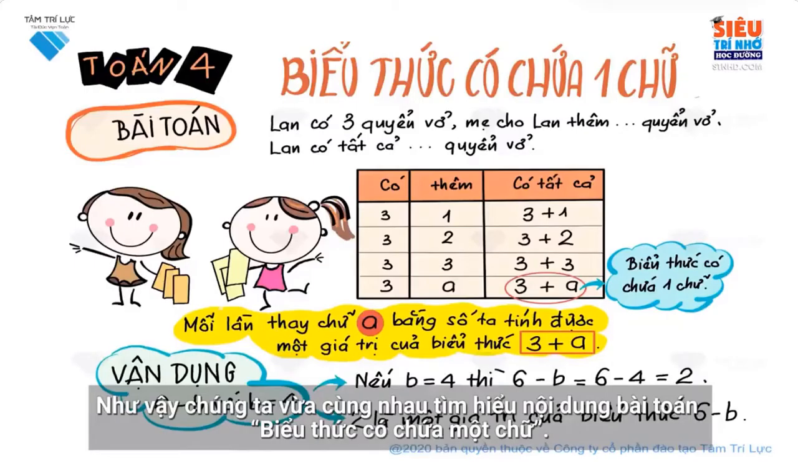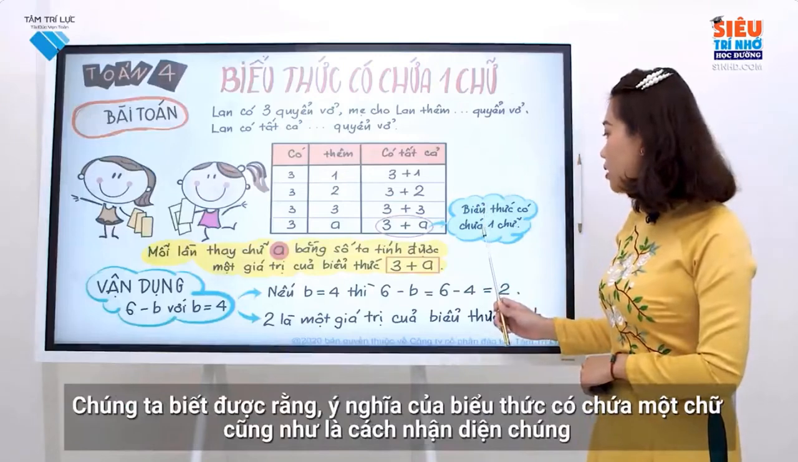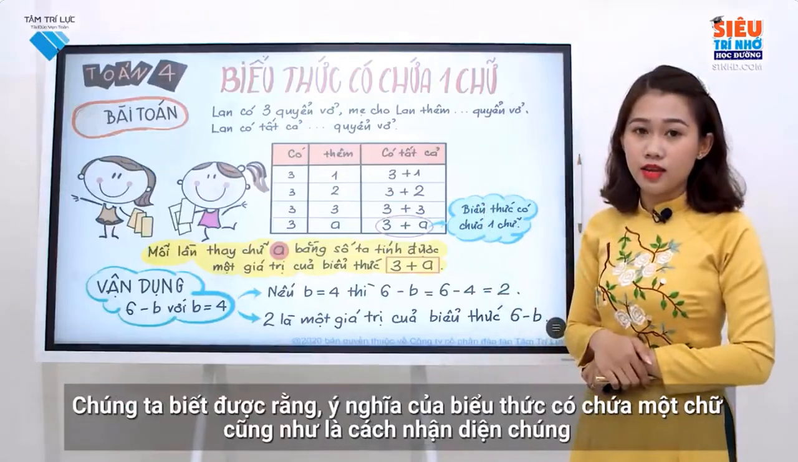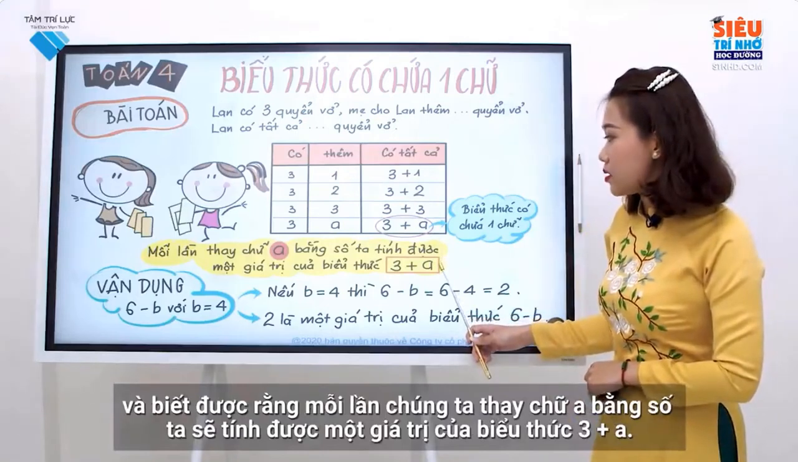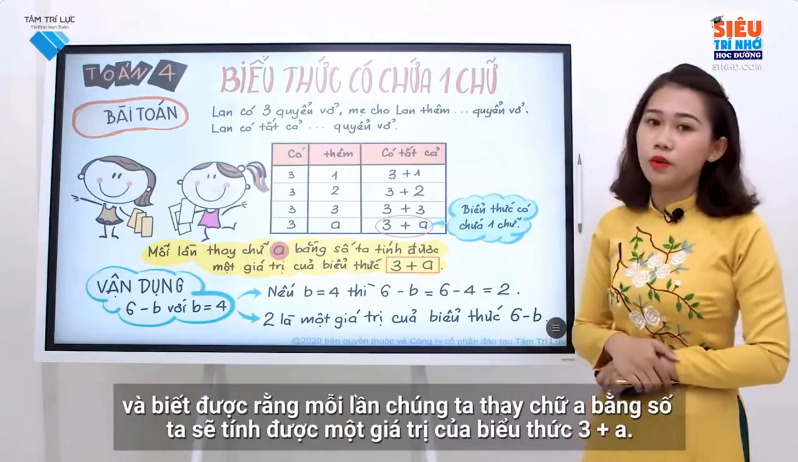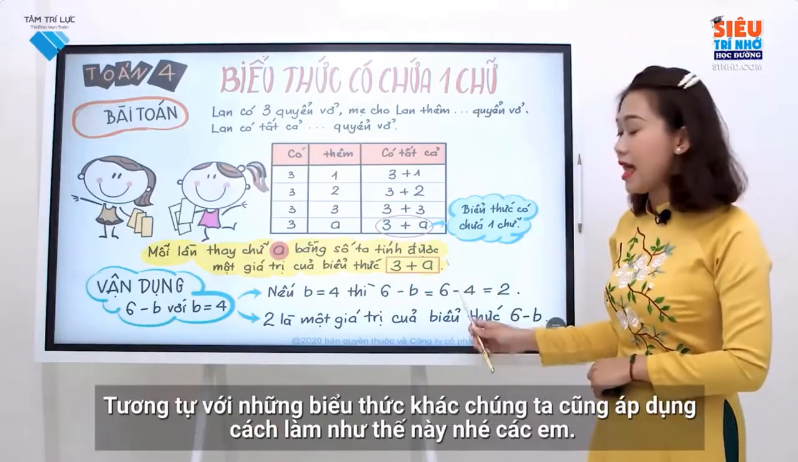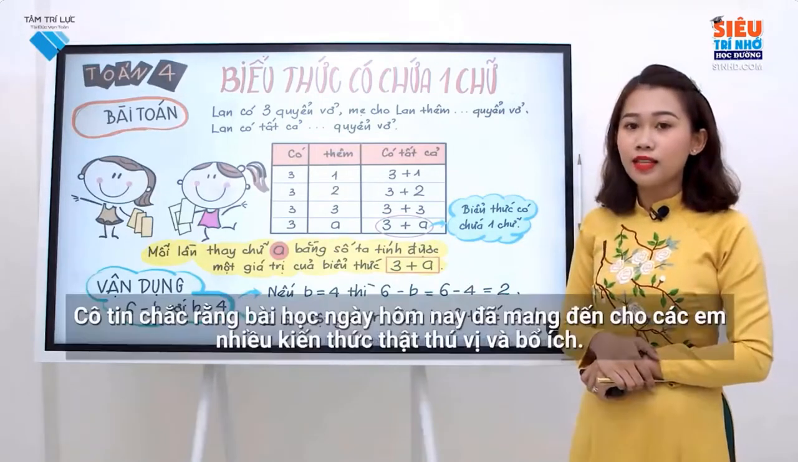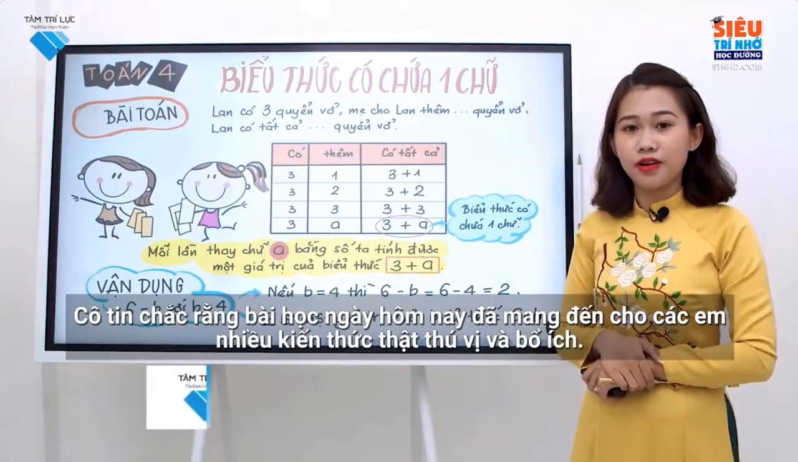So we have just learned the content of the lesson, expressions containing a single letter. We understand the meaning of expressions containing a single letter, as well as how to identify them. And whenever we replace the letter a with a number, we will get the value of the expression 3 plus a. Similar to other expressions, we also apply this method. I firmly believe that today's lesson has brought you a lot of interesting and useful knowledge.